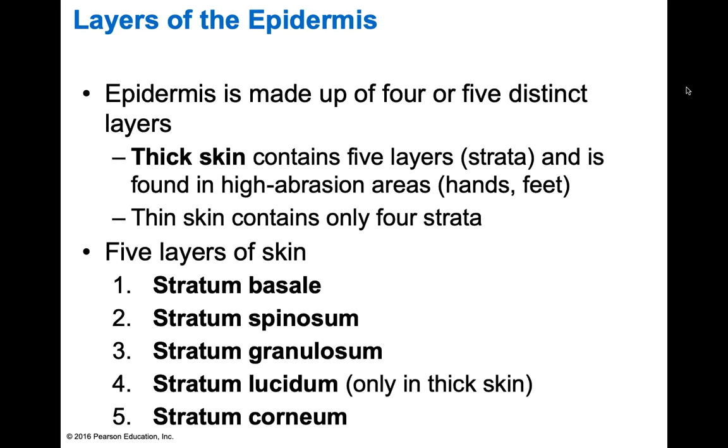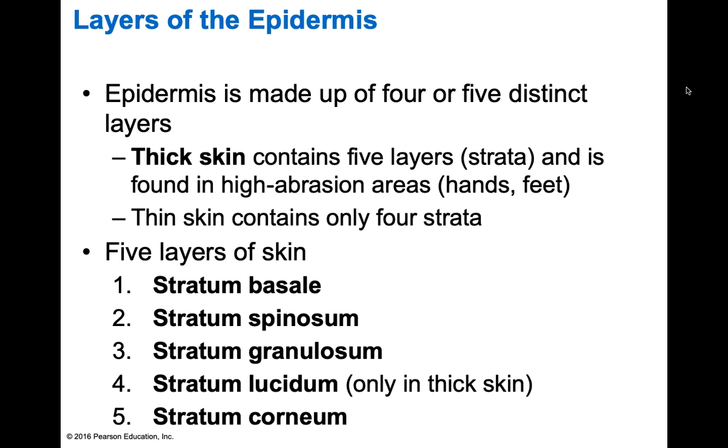So there are different layers of the epidermis that we're going to be talking about. Of course, the two, but really 3, I guess, layers of skin: the epidermis, the dermis, and then the hypodermis. We're going to be talking about the 5 layers that are present in the epidermis itself. So there are 4 to 5 distinct layers that you can find in the epidermis.